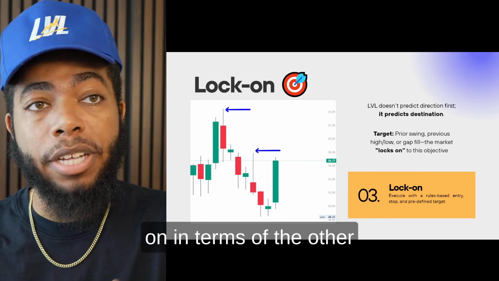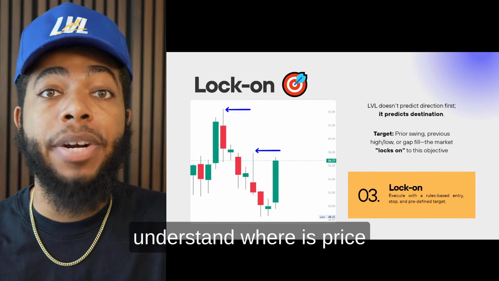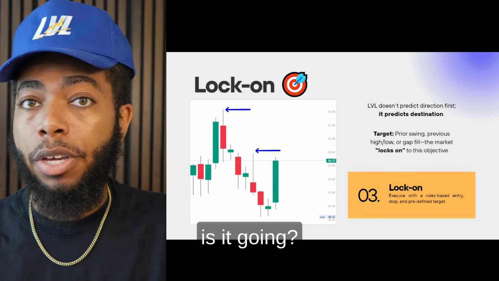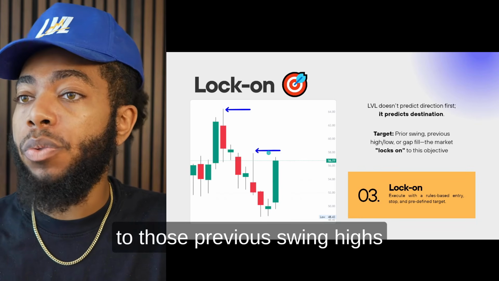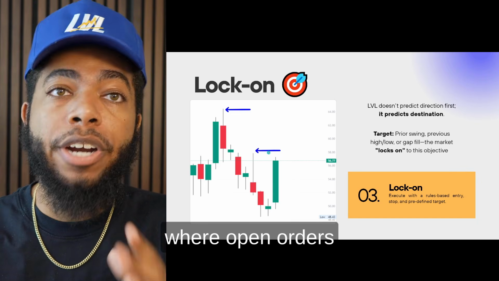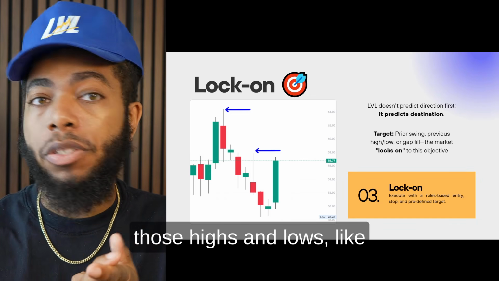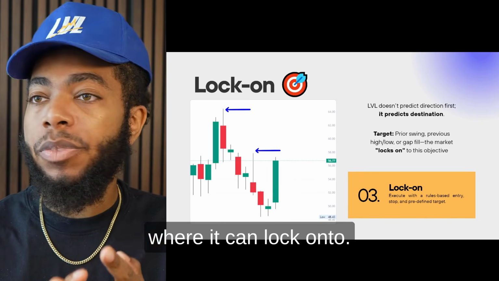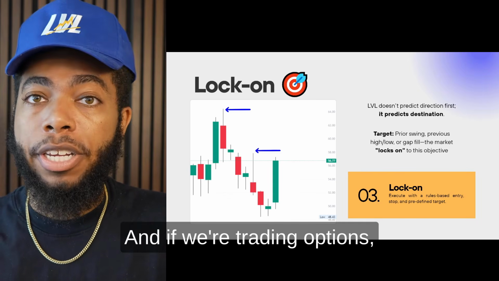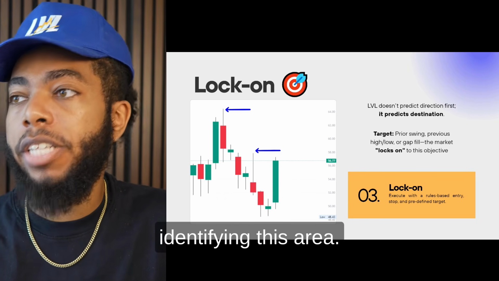Lock on, in terms of the other side, is when we figure out where price is going. After the liquidity has happened, after the trend is validated, where is it going? It's likely going to those previous swing highs and lows on the other side, where open orders are resting, of course, right? Those can be gaps, those highs and lows, like we said, opening prices, where it can lock onto, and that is what we use as our target. And if we're trading options, picking strike prices can be very useful when identifying this area.